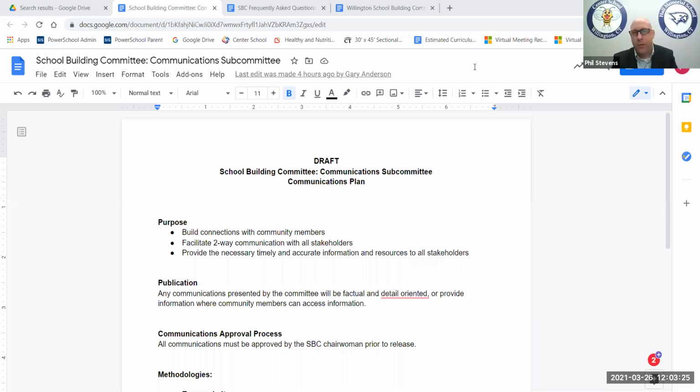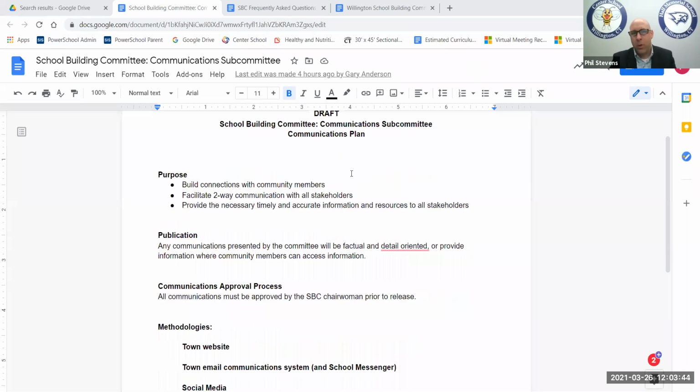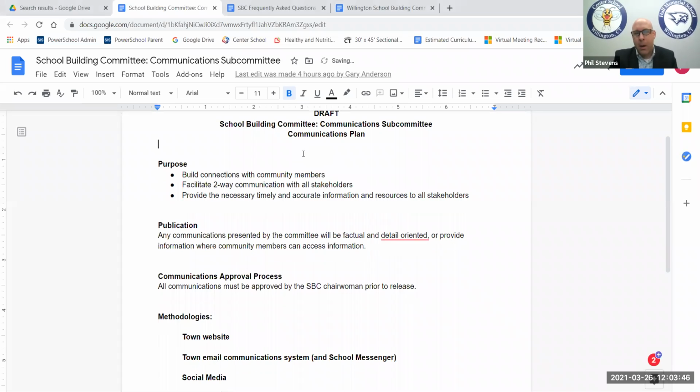Speaking of communications, let me get back to that. I created just a simple outline. I went through some of the communications. Summers has a school communications plan. I looked at a few of these that are out there and tried to tweak it a little bit to the School Building Committee. This is very much a draft. The idea here is to identify how this group is going to communicate with all the stakeholders.